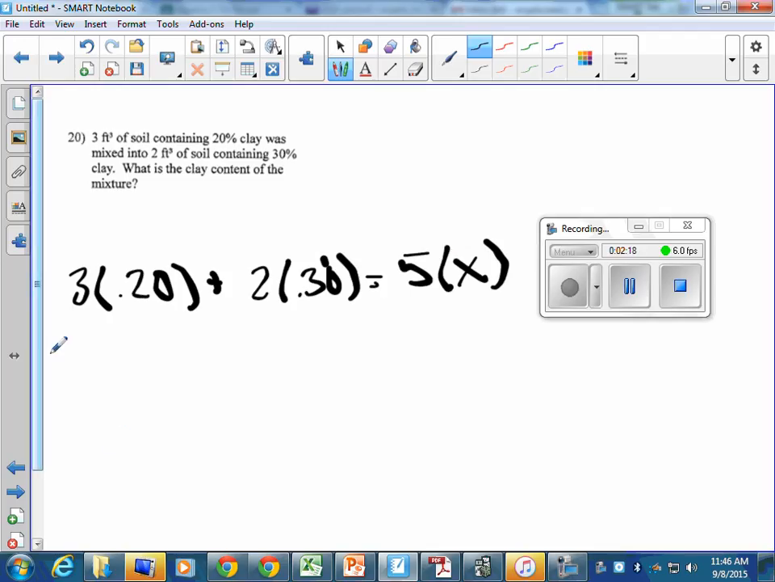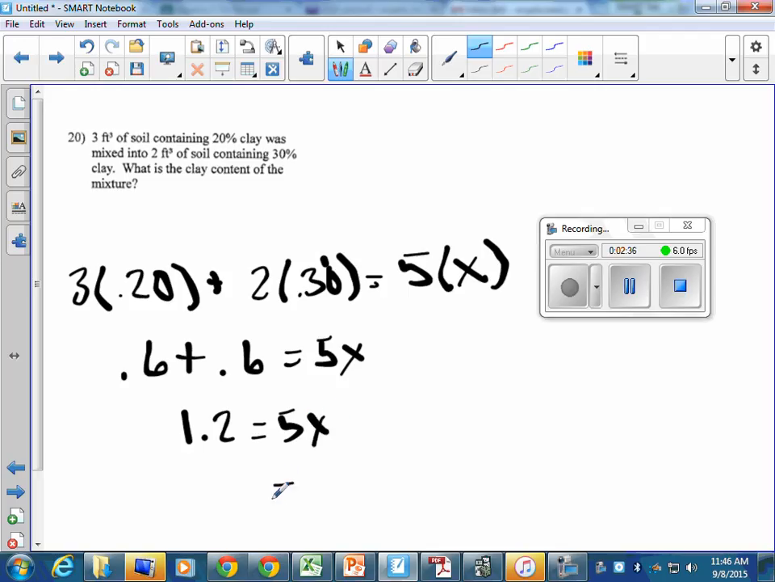What's the clay content? So 3 times 0.2 would be 0.6. 2 times 0.3 would be 0.6 equals 5x. 0.6 plus 0.6 is 1.2. It's equal to 5x. Divide by 5 on both sides, and I get x equals 0.24. So this soil would be 24% clay.